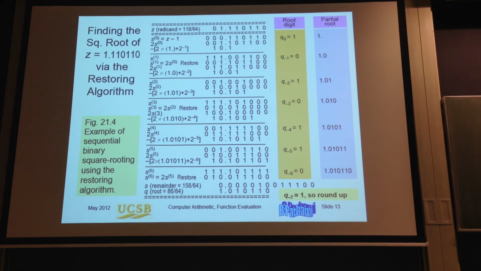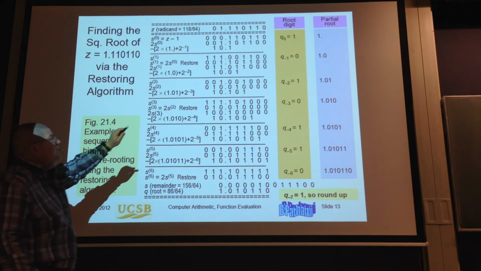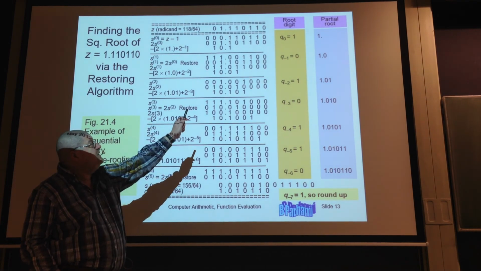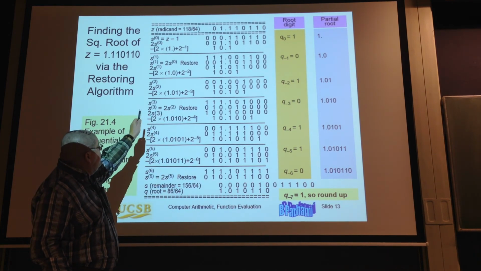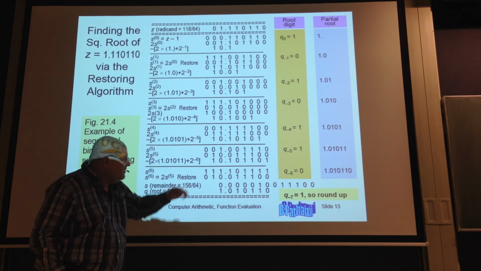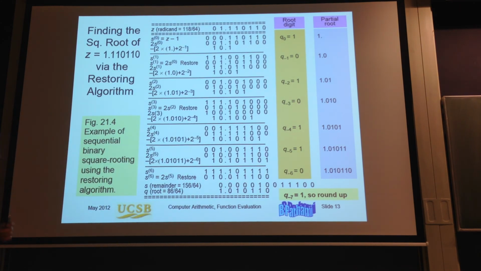Okay. In the first iteration, I have 1 and I'm subtracting 1. That's simple. And from now on, I am trying to subtract the values which are obtained by shifting the partial root and padding with 0, 1. And then you see I'm evolving and I'm evolving to the result.